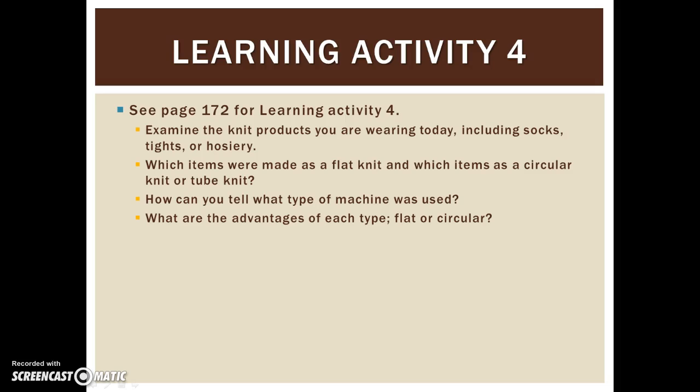Activity number 4 on page 172 has you examine knit products you're wearing today, including socks, tights, and hosiery. What items were made as a flat knit and which items as a circular knit or a tube knit? How can you tell what type of machine was used? What are the advantages of each type, the flat knit compared to a circular knit? You can ponder that on your own.